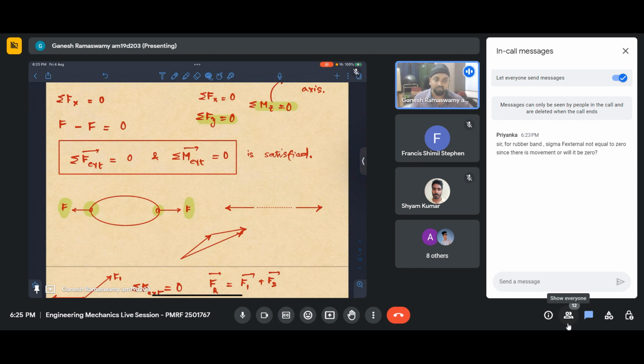But still it is not in equilibrium. What does that tell us? That sigma F external equaling 0 is not sufficient to conclude that it is in equilibrium. It is only sufficient when we know there is no internal movement. When will we know that? By the definition of a rigid body.